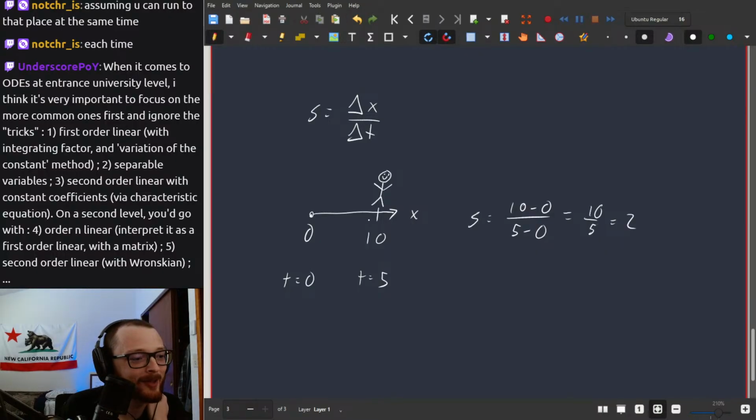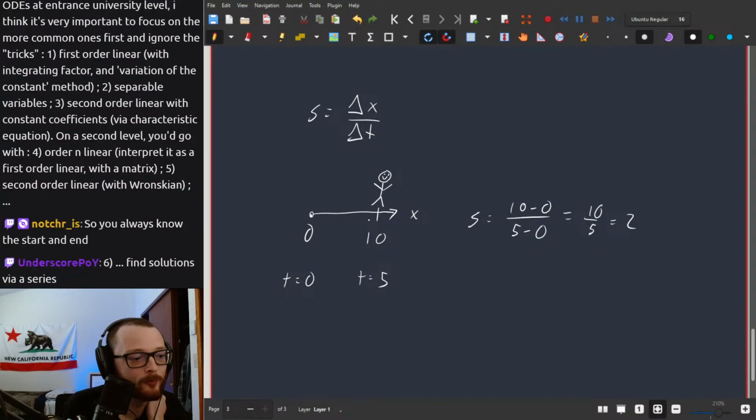Assume you can run to that place at the same time each time. Yeah, so we don't need to worry about being too exact here. So in this example, my speed is 2. You do always know the start and end, exactly, yes.